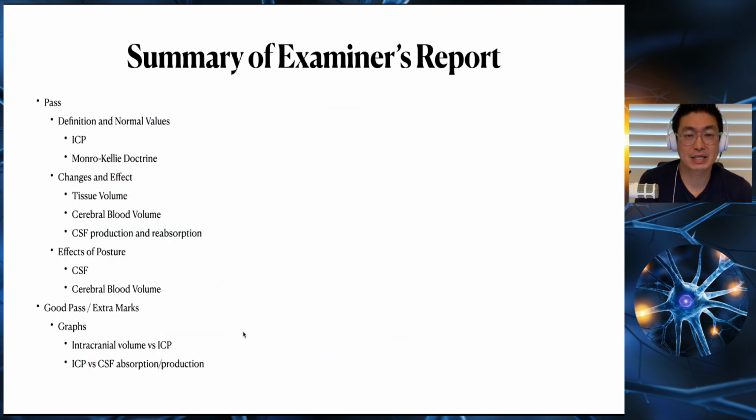Now, this is a summary of the examiner's report. To get a pass, we needed definitions and normal values of ICP and the Monro-Kellie doctrine. We also needed to discuss the changes in effect to tissue volume, cerebral blood volume, CSF production and reabsorption, and the effect of posture on CSF and cerebral blood volume. You could get a good pass and extra marks with quite simply putting some graphs in. The ones that they specifically mentioned were intracranial volume versus ICP and ICP versus CSF absorption and production.